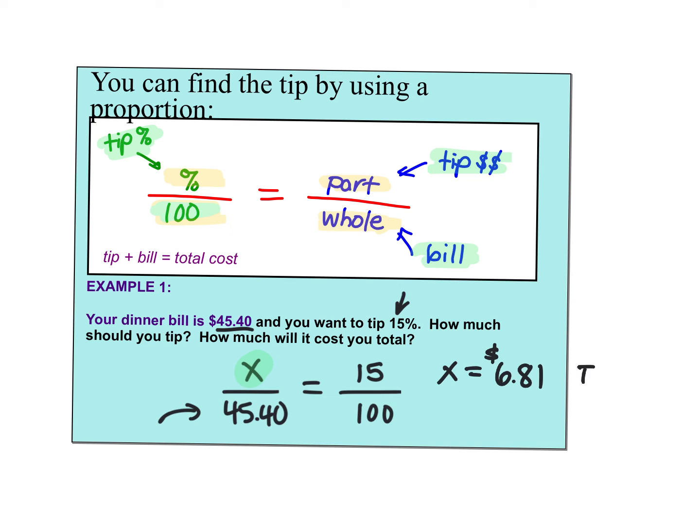Now that would just be the tip, the extra amount I would give my waiter or waitress. To find the total, I could add. So I still have to pay $45.40 for my food, plus I'm going to pay $6.81 for my tip. So if I want to get the total, I'm going to add those two together.